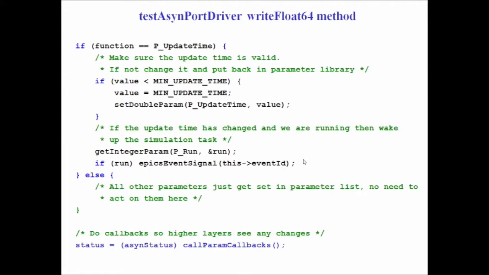And then it goes through some if statements saying if the function was update time, execute this code. If the update time has changed and we're running, then wake up the simulation task. So it calls epics event signal. Else, it does nothing. All the other parameters we don't need to act on immediately, so we just skip it. Then you do the callbacks so that higher layers see any changes that we made in the parameter library here.